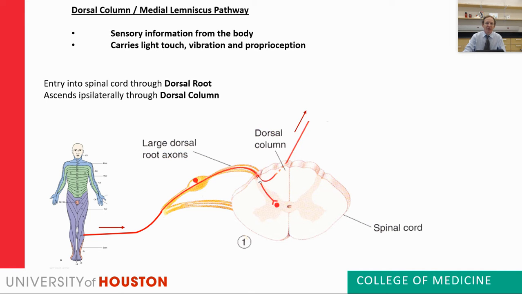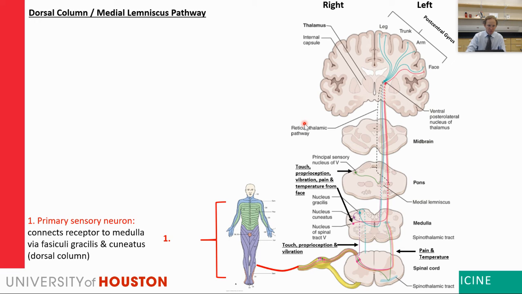Once a sensory nerve enters the spinal cord through the dorsal root, it immediately ascends up the spinal cord through the dorsal column. It does so on the ipsilateral side, meaning the same side of the body as the dermatome it represents. Now, let's shift from the spinal view to a view of the whole pathway. I like this illustration because it contains all the major sensory pathways in one figure.